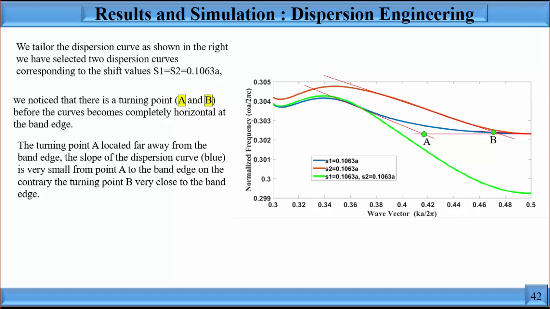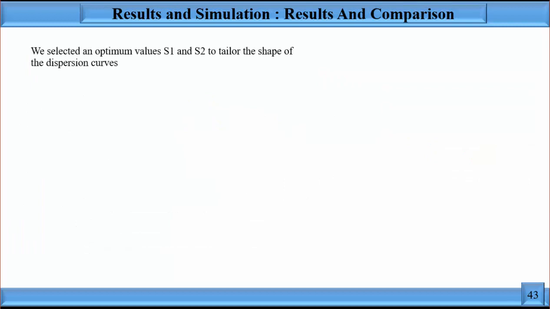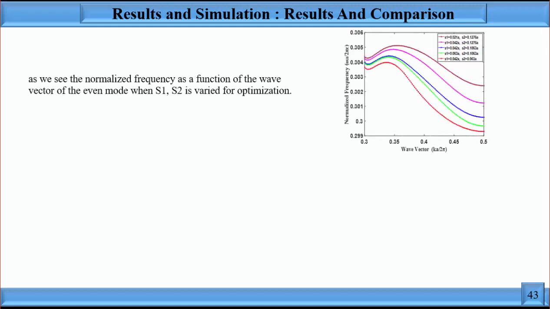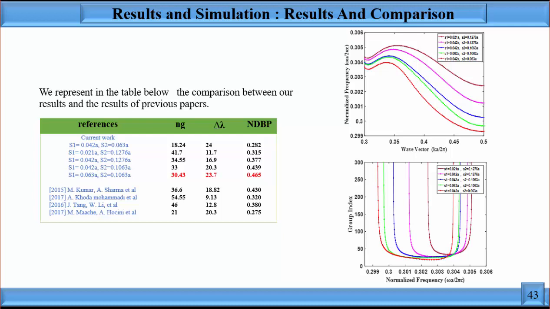On the contrary, the turning point B is very close to the band edge. Using the properties of each curve, blue and red, we obtained an extended curve, green, with a long flat band which provides a high group index and large bandwidth. Slide 43. We selected optimum values of S1 and S2 to tailor the shape of the dispersion curves. As we see, the normalized frequency is a function of the wave vector of the even mode when S1, S2 are varied for optimization. And the calculated group indices are a function of the normalized frequency. We represent in the table below the comparison between our results and the results of previous papers.